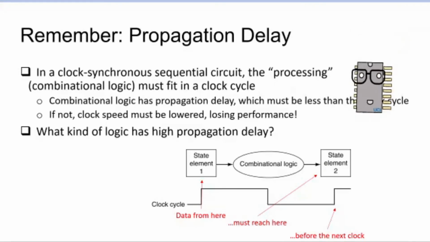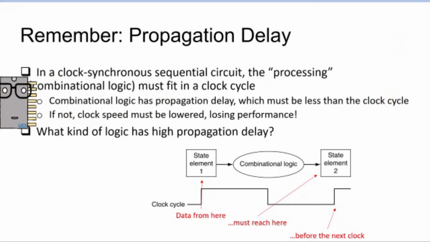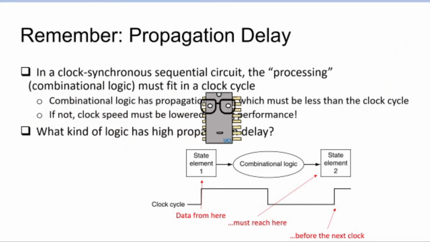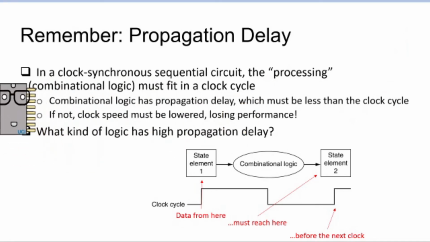In a clock synchronous sequential circuit, much like the CPUs that we dealt with in undergrad and grad level computer architecture, the processing, which is the combinational part between the state elements, between the registers, must fit within a clock cycle. Combinational circuit logic has propagation delay, meaning it has to be less than the clock cycle because it takes time for electrons to move through the silicon. It takes time for the output of some silicon units to stabilize itself, et cetera. We won't go into too much EE topics.